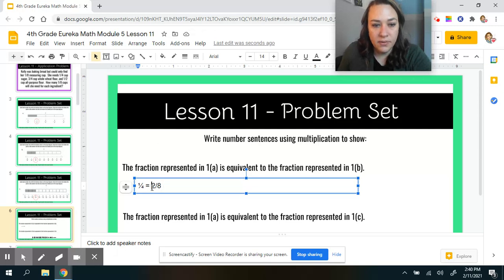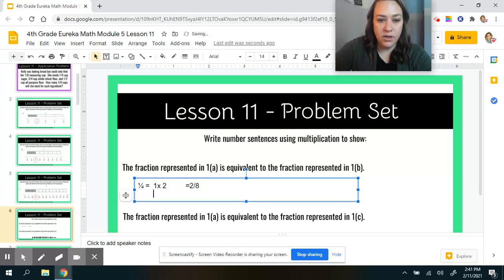If we wanted to show multiplication, just like we've done before, right? So 1 times what would give us 2? We would take 1 times 2 is equal to 2. And then if we wanted to do our denominator, we would take 4 times 2. And that would prove that that is equal to 2/8.